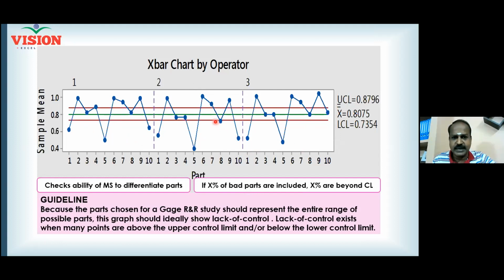When I overlap the graph of operator 2 on operator 1, it should overlap. That is why we have the fourth graph. The fourth graph, the dot plot, is nothing but the overlapping of this. We'll see that. X bar chart can help you understand the variation between the appraisers. The variation between the appraisers is called what? Reproducibility, right? But we use the X bar chart only to understand the adequacy.